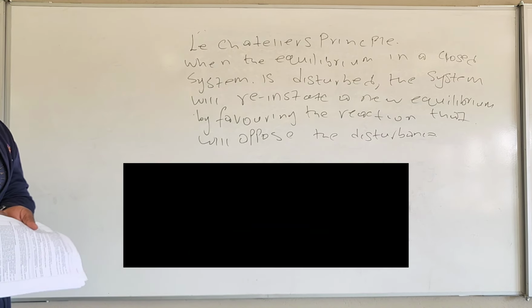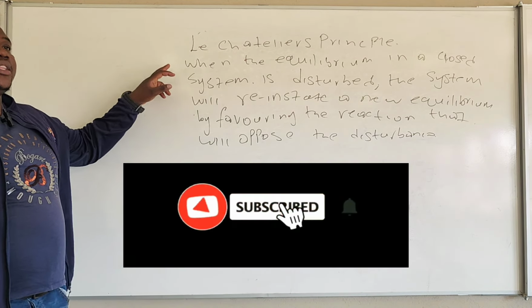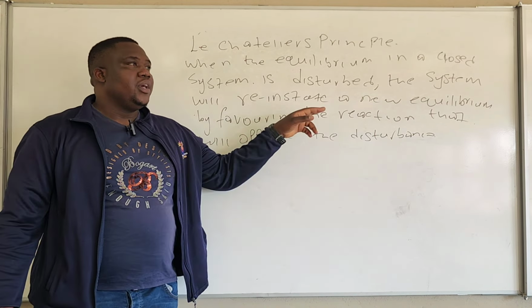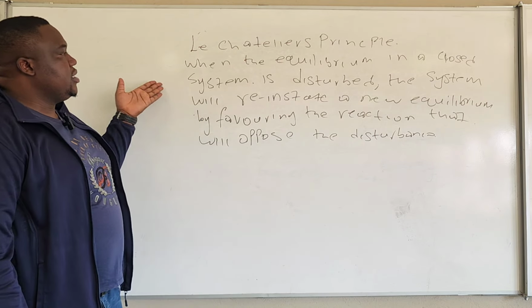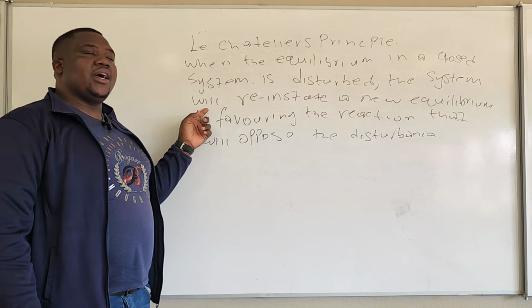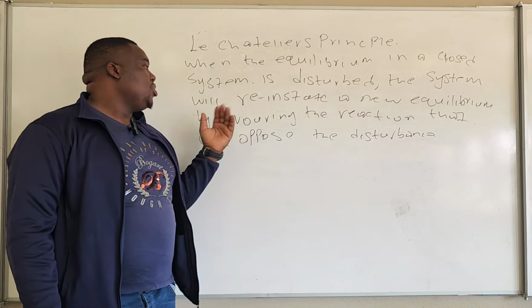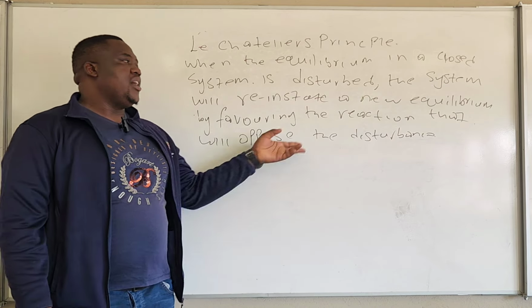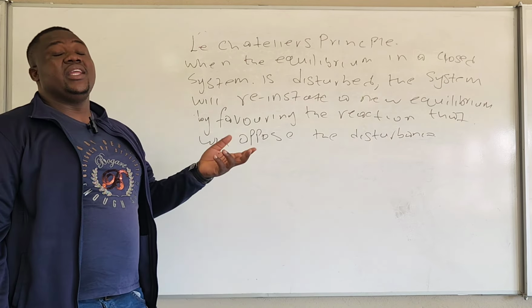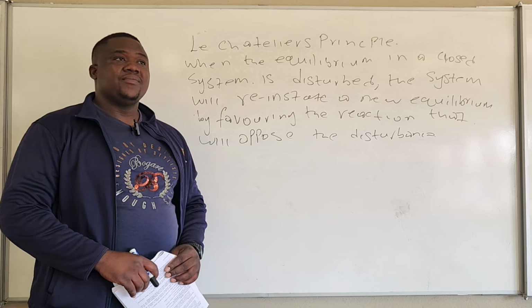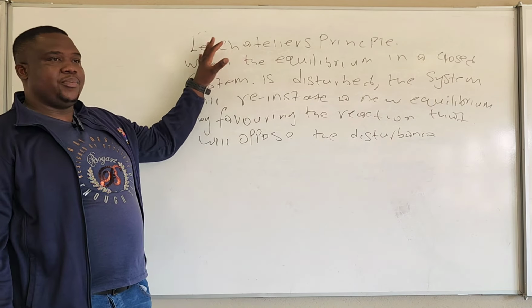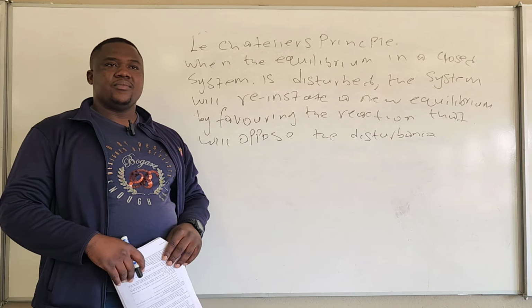What does Le Chatelier's principle say? It says when the equilibrium in a closed system is disturbed, the system will reinstate a new equilibrium by favoring a reaction that will oppose the disturbance. So we need to explain this in detail.